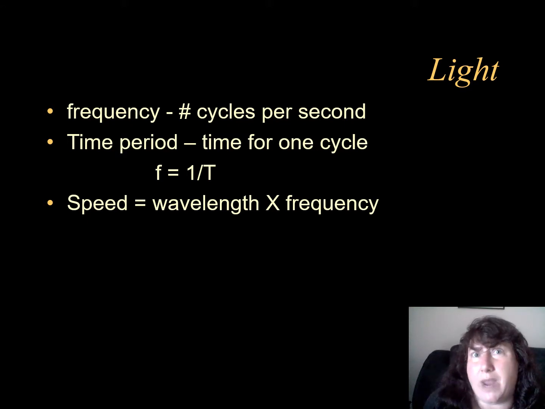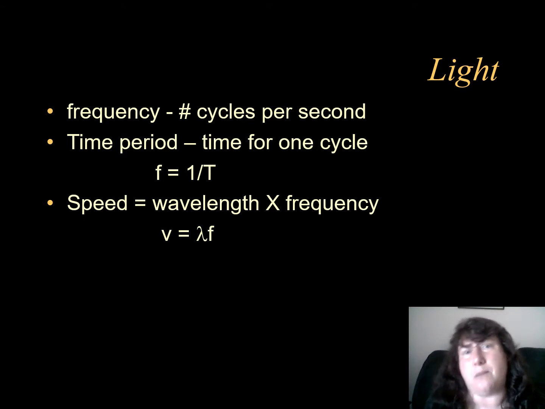The speed of the wave is going to be written as the wavelength times the frequency. And the formula for that is v for speed. It's not s because we use that for something else. v is equal to lambda f, where lambda represents wavelength, f represents frequency.